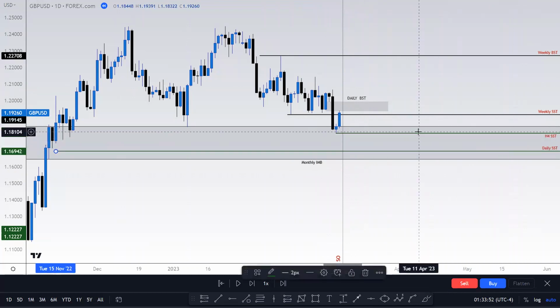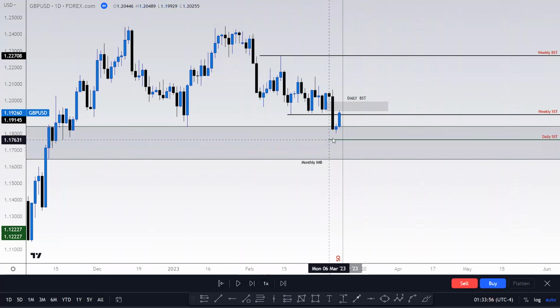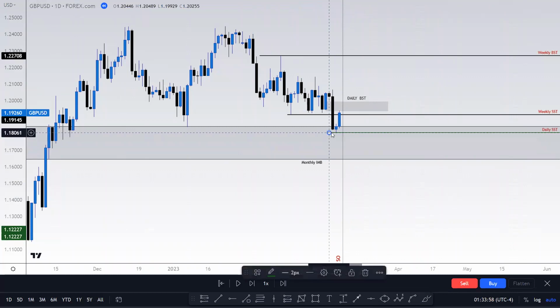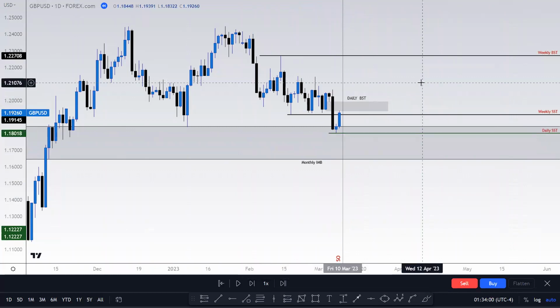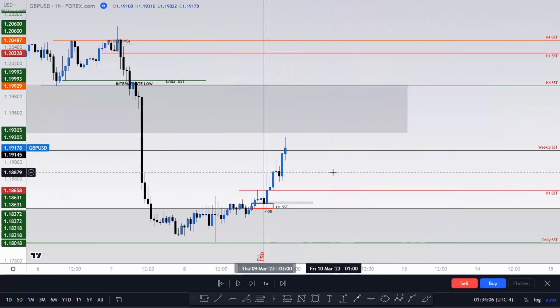Control Z. So we're just going to remove this. And I'm just going to move this right there because we now have a new swing low right there. Right, going to the 1 hour time frame. No, sorry, I do apologize. Going to the 4 hour time frame.